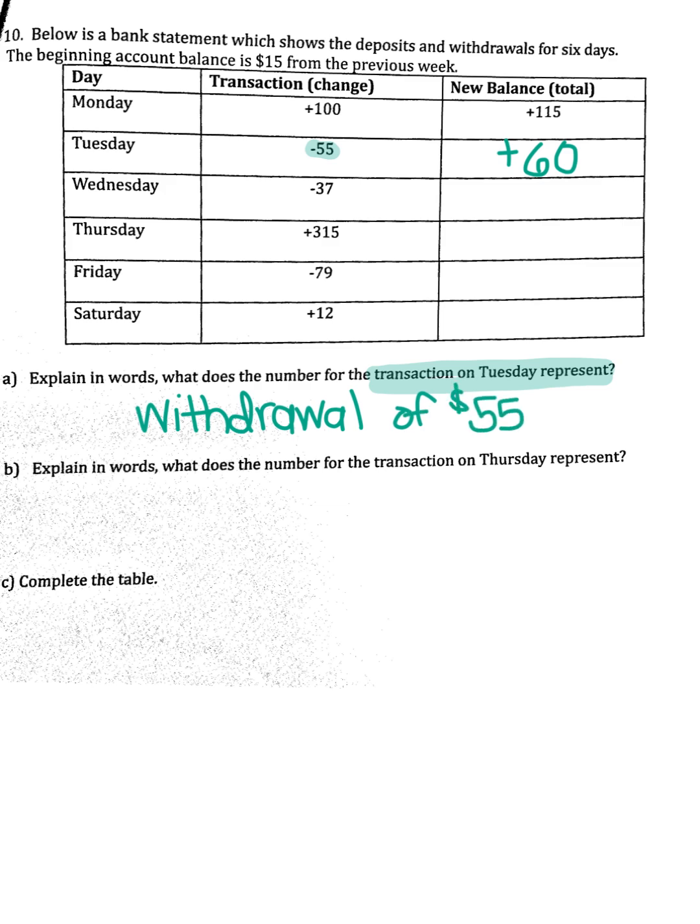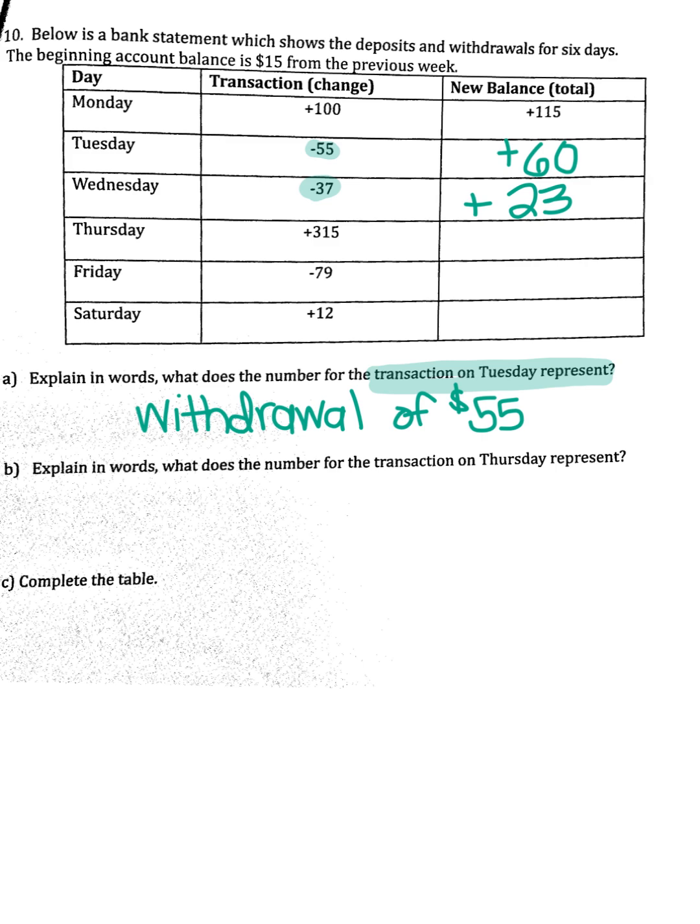All right, next day, another withdrawal, another negative. So taking out more money. So from that 60, I'm going to subtract 37. 60 minus 37 is 23. Once again, we're still in the positives with our money. We still have money in the bank.